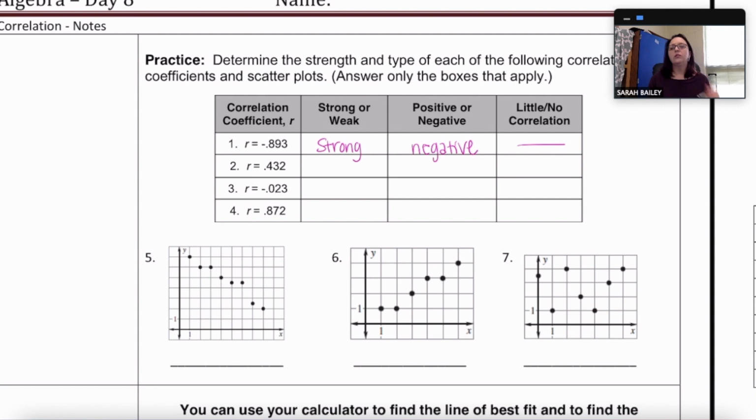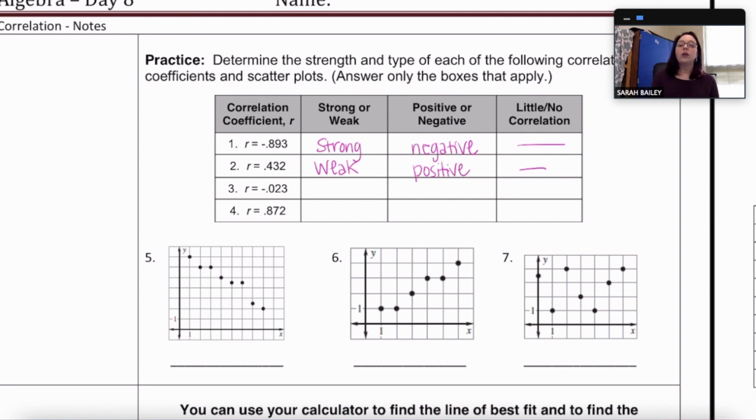r equals 0.432. Well, that's not strong. We would say that's more weak. And is it positive, negative, or would you say that's no correlation? So for this one, I wouldn't say it's no correlation, okay? So I would go with a weak positive for this.